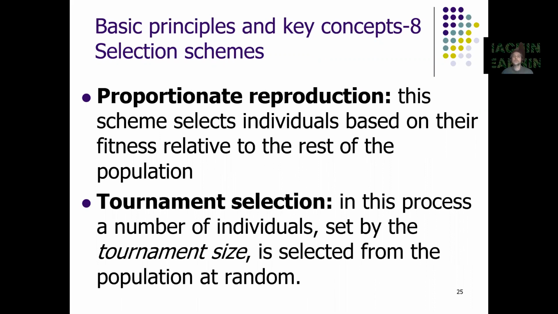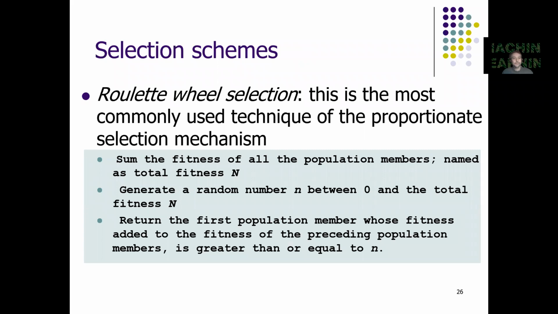There is the so-called proportionate reproduction. Individuals are selected based on their fitness relative to the fitness of the rest of the population. There is another mechanism called tournament selection. The individuals are selected at random, but it depends really on a kind of tournament that takes place, and the tournament size is one of the parameters that the user has to define. I have some high-level description of the schemes in this slide.